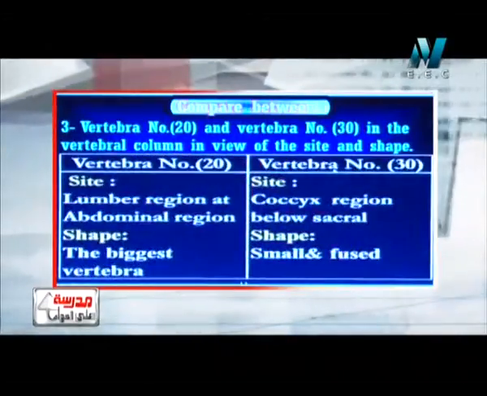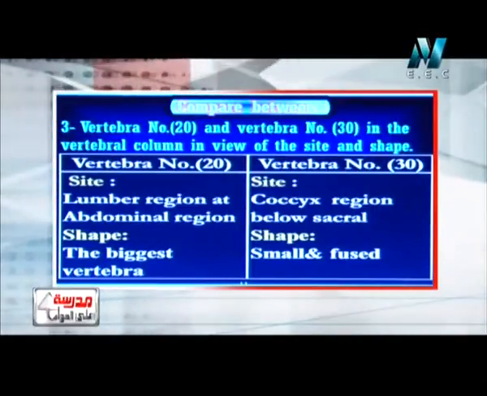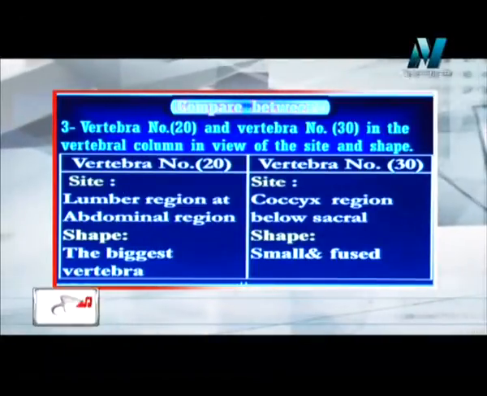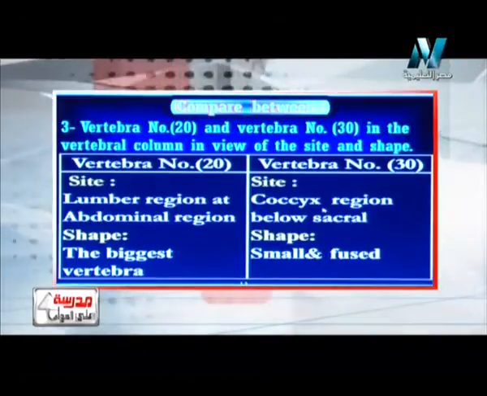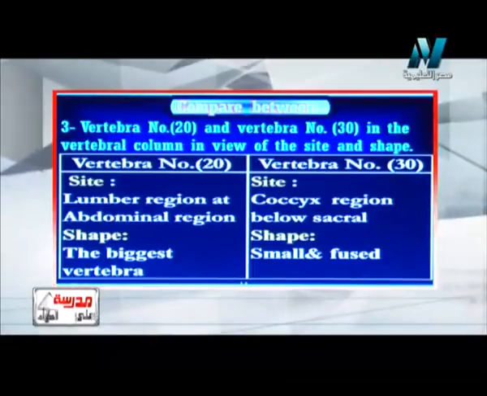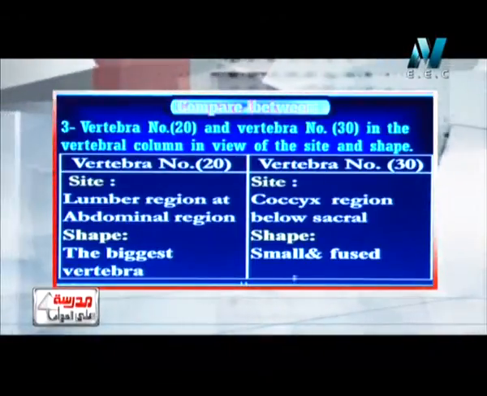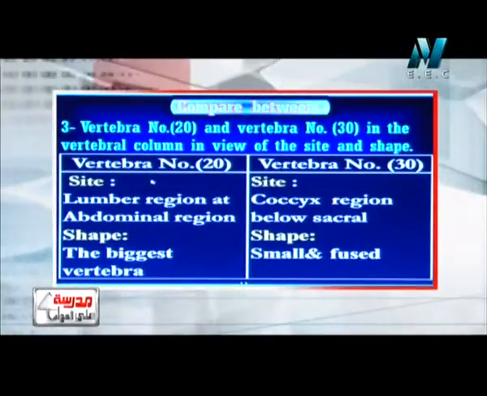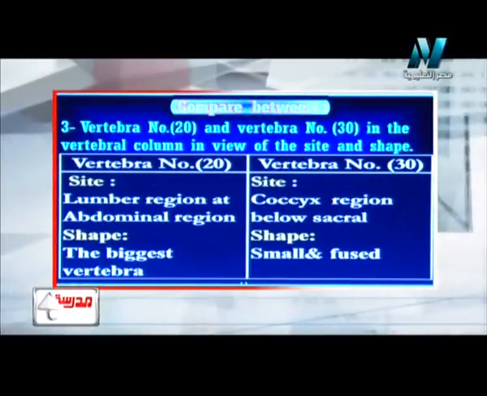Next, compare between vertebra number 20 and vertebra number 30. Vertebra number 20 is in the lumbar region, at the abdominal region. But vertebra number 30 is in the coccyx region, below the sacral. The shape of vertebra number 20 is the biggest vertebra, but that at number 30 is small and diffused. That's the comparison between vertebra number 2, vertebra number 20 and number 30.